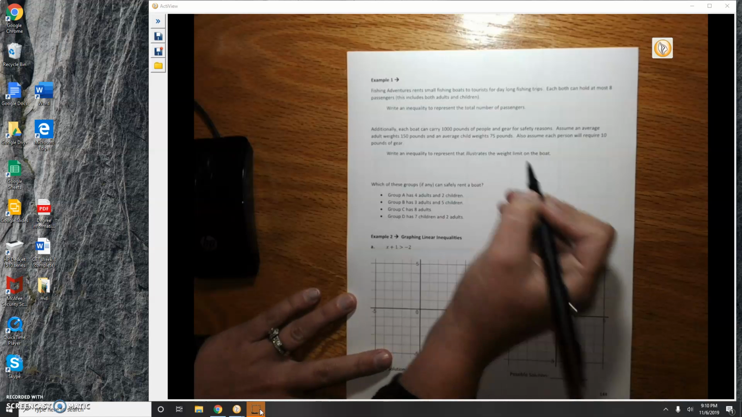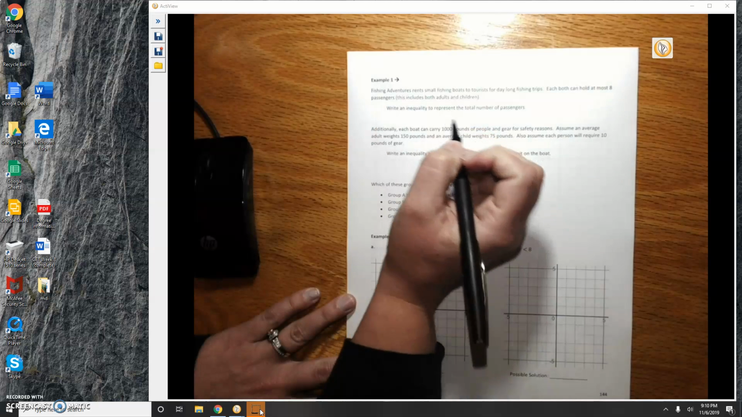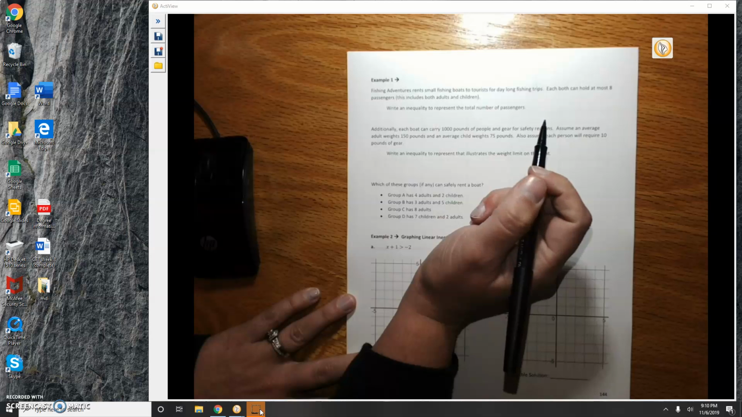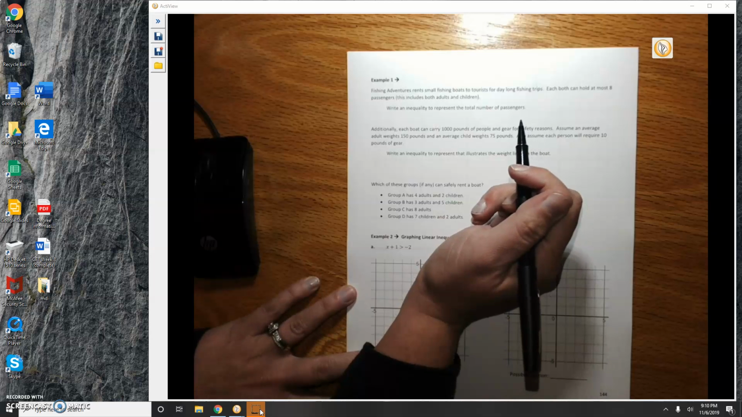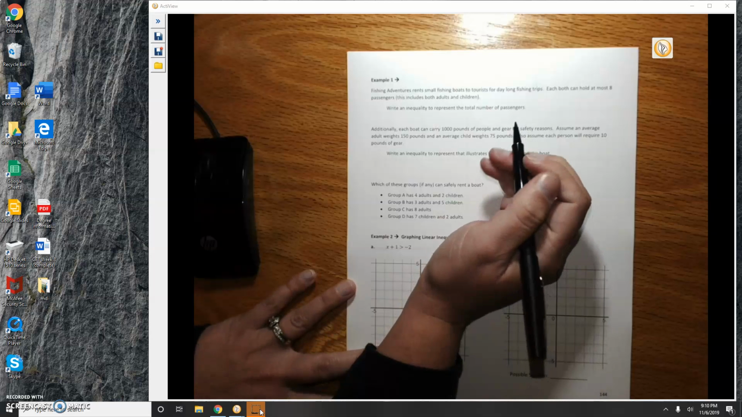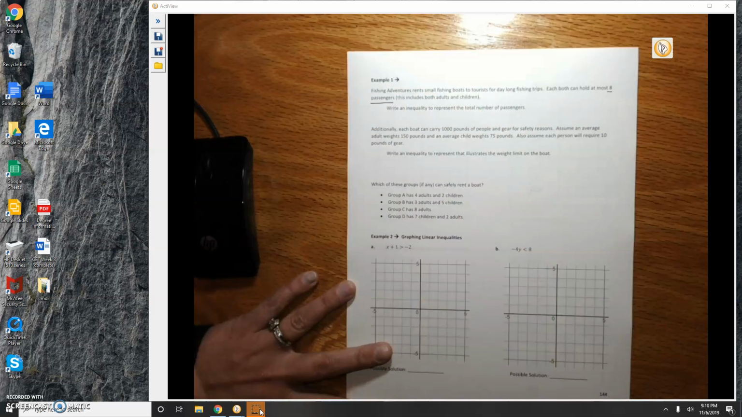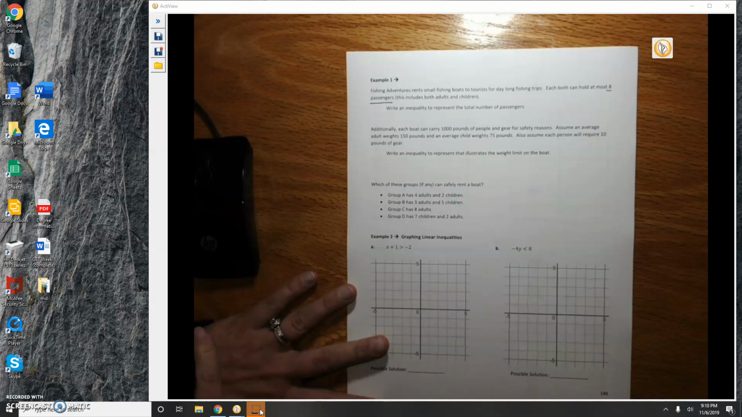So here's our scenario. We've got a fishing adventures company that rents small fishing boats to tourists for day-long fishing trips. And each boat can hold at most 8 passengers. So we have a limit, 8 passengers. That is the max that this could be. And this could be for adults and children. So the first thing it asks us to do is write an inequality to represent the total number of passengers.